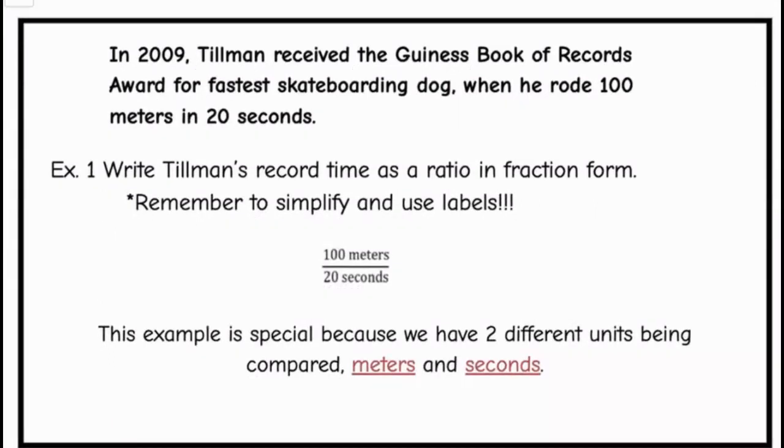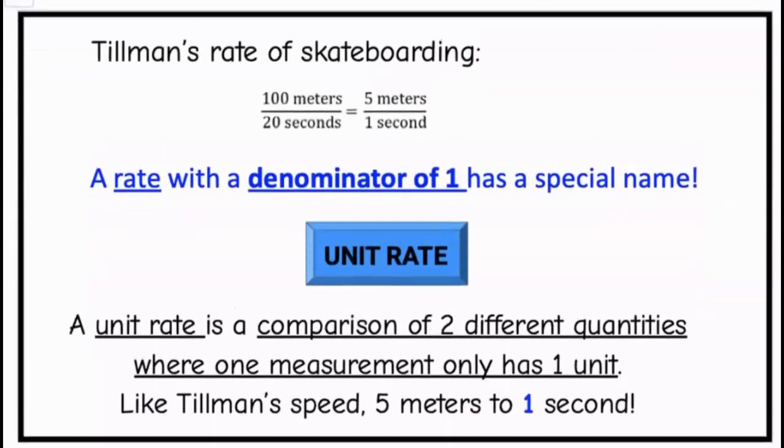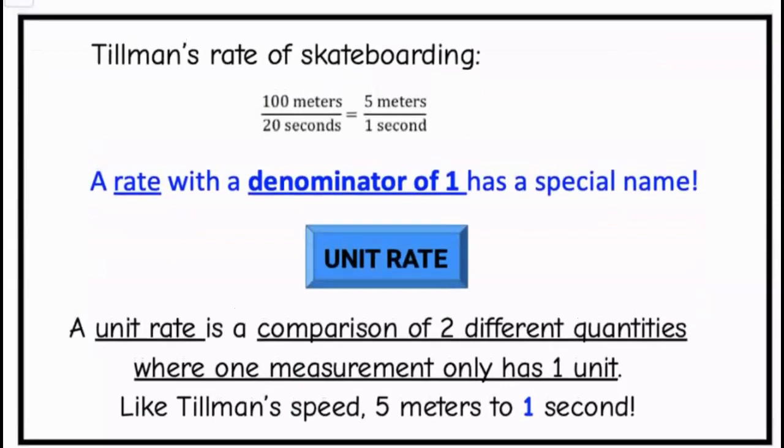We want to write it as a ratio in fraction form in order to do that. So the way we do that is we put 100 meters over 20 seconds. We want to simplify, and for right now we're using labels until we finish at the end. This example is special because we have two different units being compared, meters and seconds. So therefore it is a rate because there are two different units, and we want to find the unit rate by putting the denominator as 1. That is the special rate. It is a unit rate when the denominator is 1.